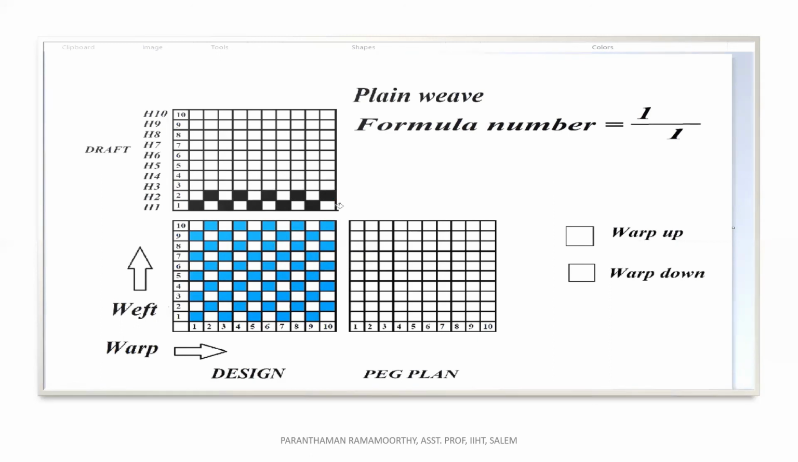Next one, the peg plan. The peg plan is the lifting of heald frames. In the first peg, the first heald frame is lifted up, and in the second peg, the second heald frame is lifted up. In the odd-numbered pegs, the first heald frame is lifted up, and in the even-numbered pegs, the second heald frame is lifted up. The blue color mark indicates warp up, and the blank box indicates warp down.